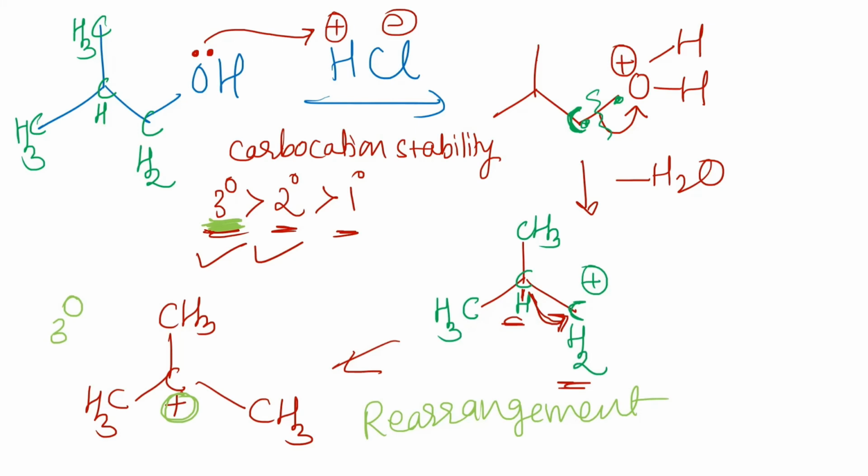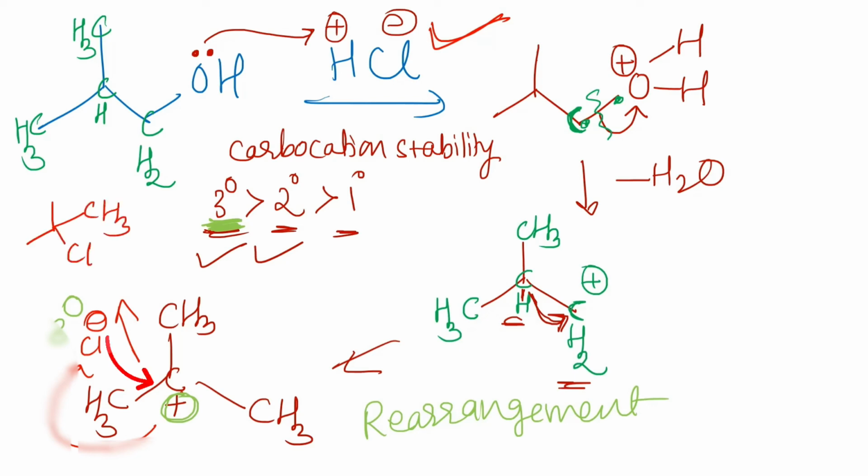Okay, and now this Cl minus will come into the picture. Now what will happen? Chlorine attaches. So this is the CH3, CH3 and CH3, and this is the product which is formed here. I hope the term carbocation rearrangement is clear to you now.